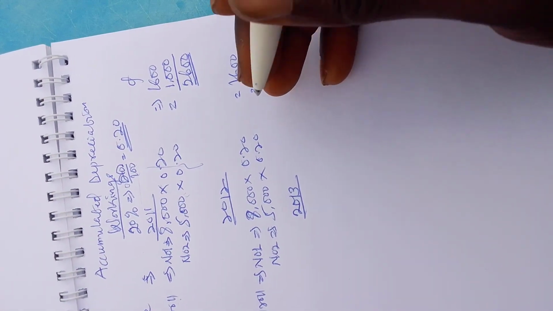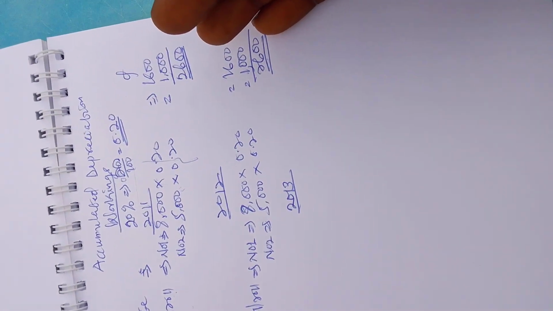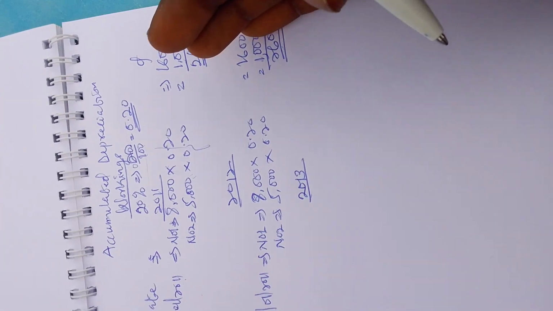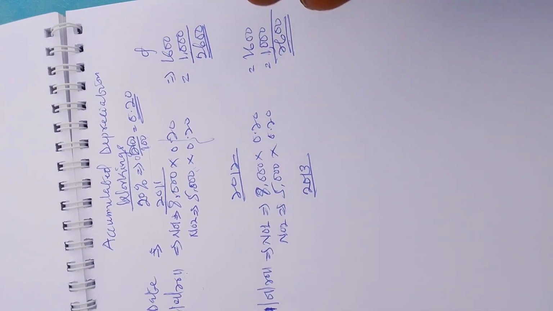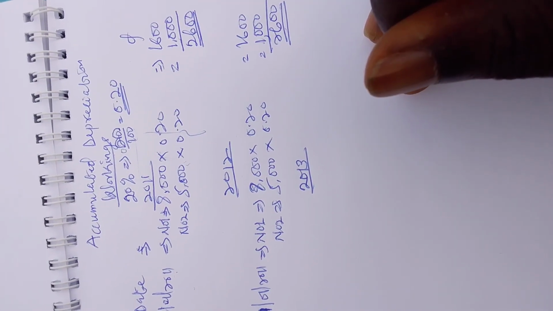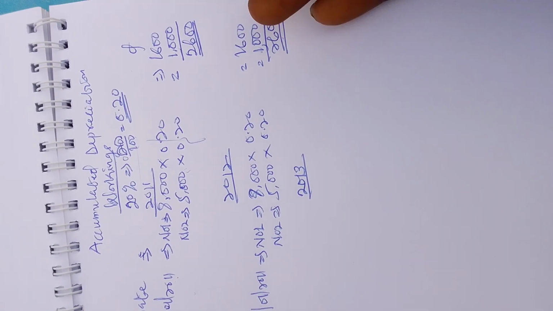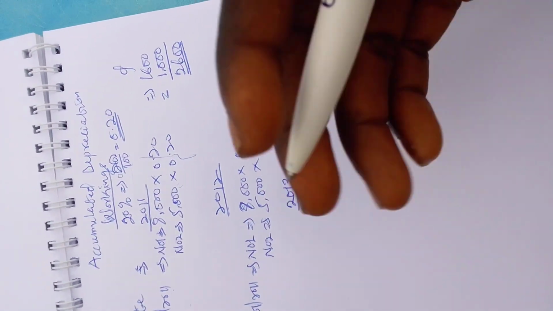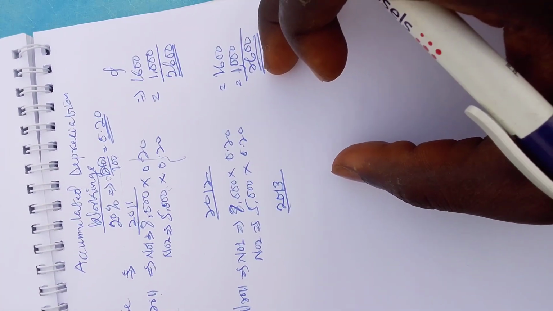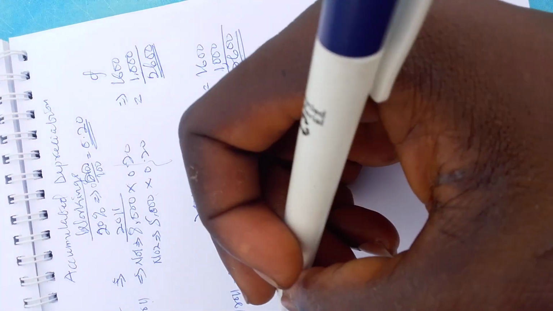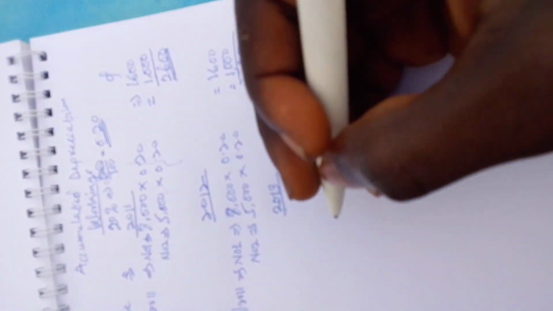Since the first two assets, asset number one and asset number two, were not sold off, we are still going to use them in 2013. So we are also going to carry them to 2013 and calculate depreciation on them. So that's what you are going to do. We are bringing them again, introducing them again.